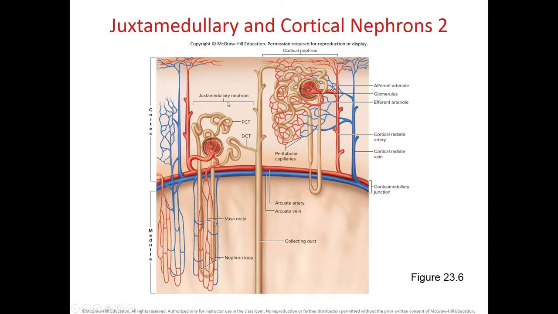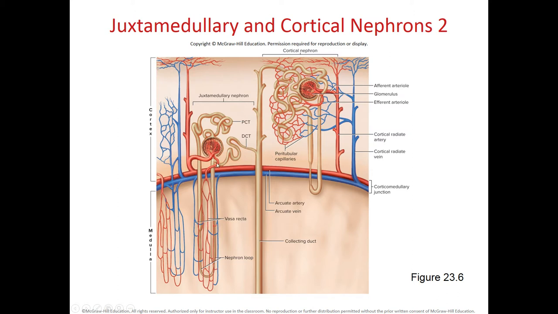So this is the structure of the cortical nephrons, and this is the structure of the juxtamedullary nephrons. So these cortical nephrons, they have a short loop, as you can see here. This is the loop. And surrounding this PCT and DCT, we have these capillaries that we call the peritubular capillaries, as you can see here.